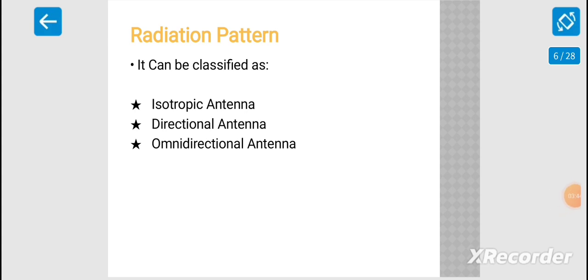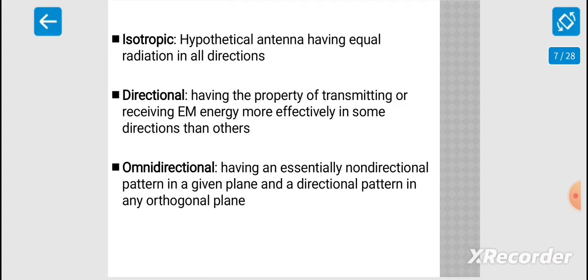Then radiation patterns can be classified into three types. First is the isotropic antenna, second is the directional antenna, third is the omnidirectional antenna. In the isotropic antenna, an isotropic radiator is an ideal antenna source which consists of a small element that radiates equally in all directions, so that its vertical and horizontal radiation patterns are circular and produce a beam width of 360 degrees in both the planes. Okay, clear?